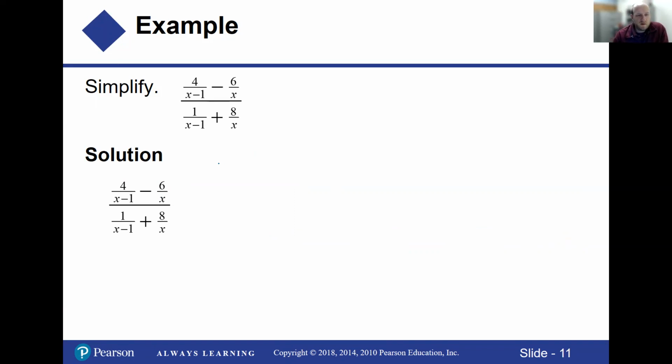So let's do another example here. This one's going to be a little bit more difficult. So we have our LCD. We have to find the LCD in method 2 of all of your denominators. So x minus 1, x minus 1, and x. What's the LCD? Well, it's just all of those factors. So it's x times x minus 1.